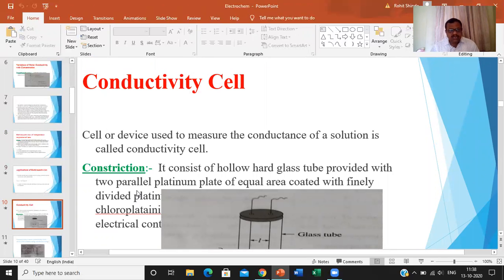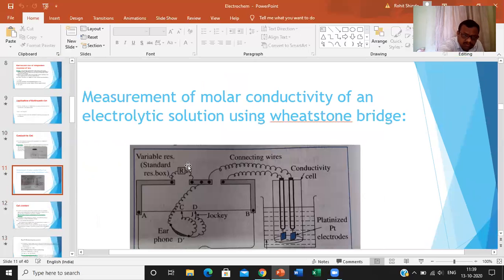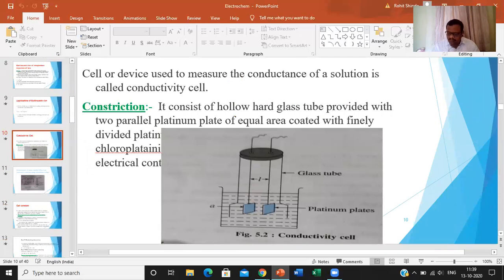Some basic concepts regarding the molar conductivity also have to be understood. Diagram: the conductivity cell. So what is this conductivity cell? This is a device which is used to measure the conductance of a solution, and it is called a conductivity cell. The construction of the conductivity cell is as follows. It consists of a hollow glass tube provided with two parallel platinum plates of equal area coated with finely divided platinum called platinum black.